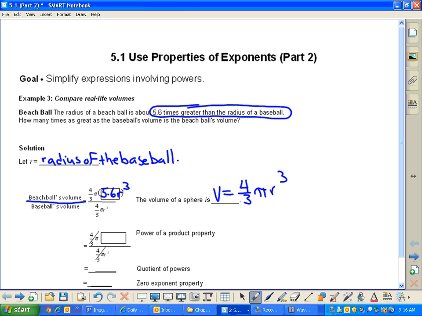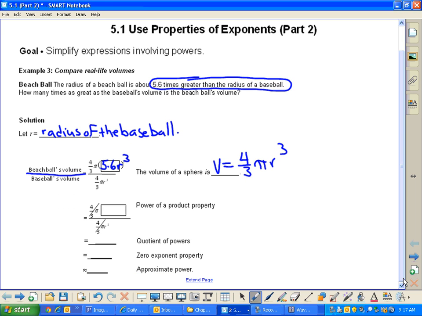And now we can use our properties of exponents to help us out. You'll see here that in the next step down, they cancel out the 4/3 pi. That's because 4/3 pi over 4/3 pi is just 1, so that reduces right out of the problem. And then we basically have left over 5.6r, and that quantity is cubed. So we can use our power of a product property to distribute that exponent into the parentheses. Notice there's also no plus or minus, so we're also allowed to distribute that cube in there.